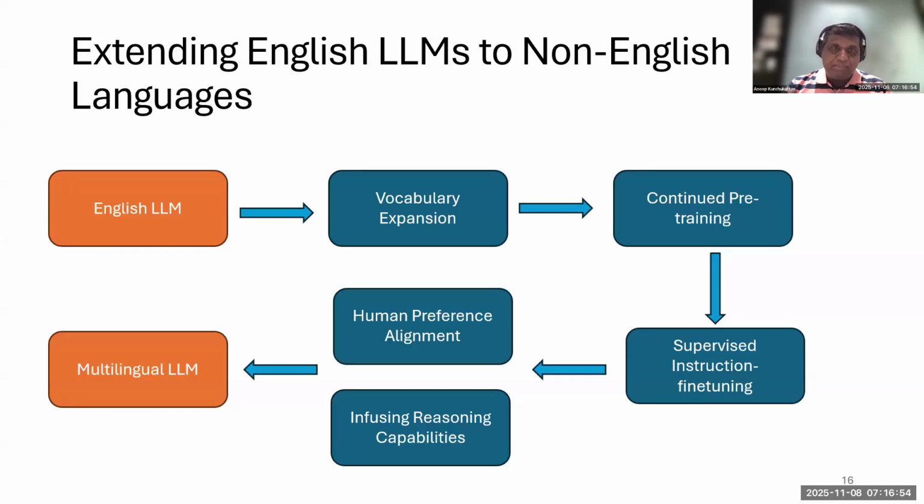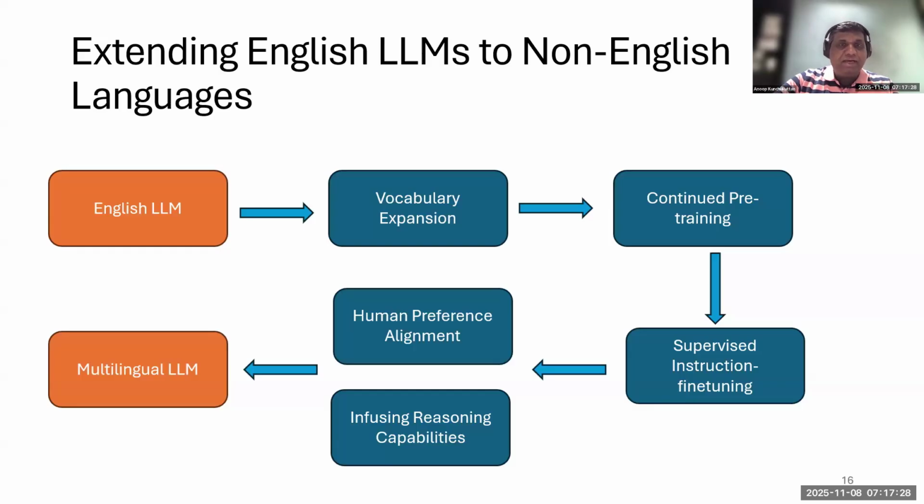So we start with an English LLM, and if the vocabulary of the LLM is not sufficient for the target language, then we would have a vocabulary expansion step, which means the tokenizer would be modified, the embeddings would be modified, followed by continued pre-training. This is needed so that language modeling and language competence in the target language is achieved, with knowledge obtained from data in the target language. This will give you a base LLM in the target language.